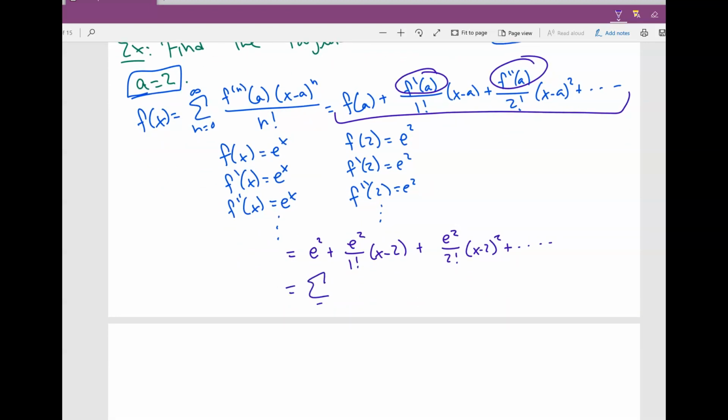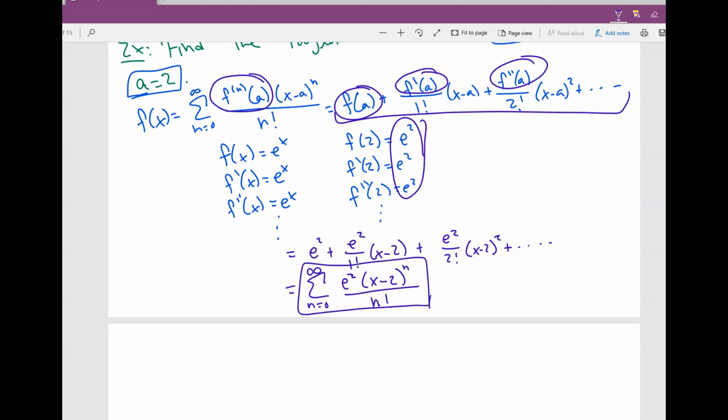So you have the sum from n equals 0 to infinity. Notice that the derivatives, or these guys that I'm circling, are always the same. It's always going to be e squared. So what I'm going to plug in here is e squared, always e squared. Then you have x minus 2 to the power of n over n factorial. This is going to be the closed form of this thing.